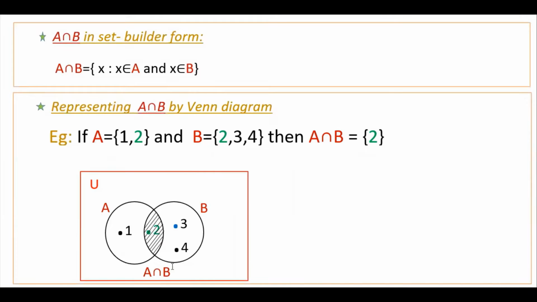You know that this is the universal set, and here this is set A. In set A, 1, 2 are the elements, and in set B, 2, 3, 4 are the elements, and 2 is the only common element. So this shows A intersection B. This is the common area. This is A intersection B. Only one element, that is 2.